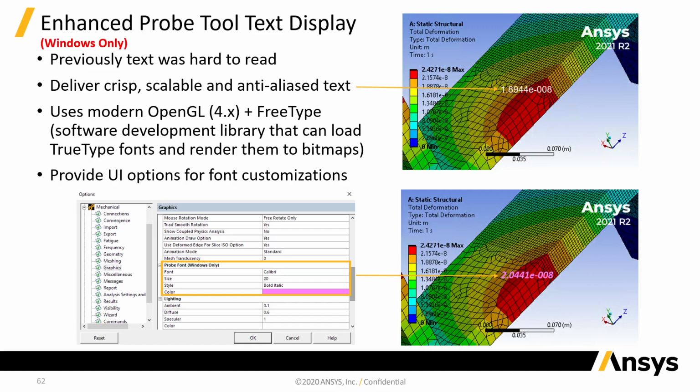If you just want to make it clearer, or you just want to use some color for some text, you can do that here in the mechanical options, the graphics again.